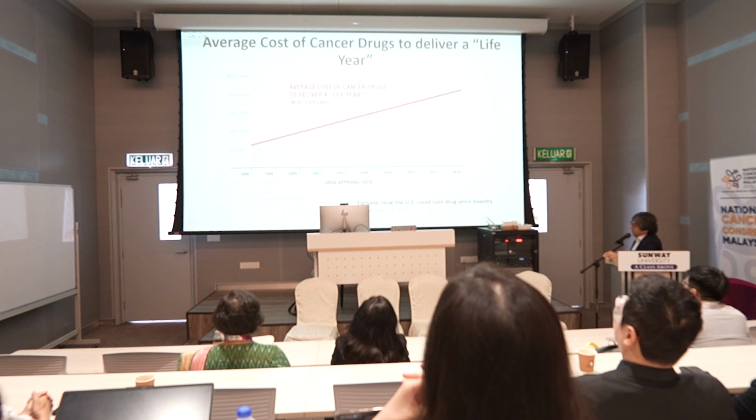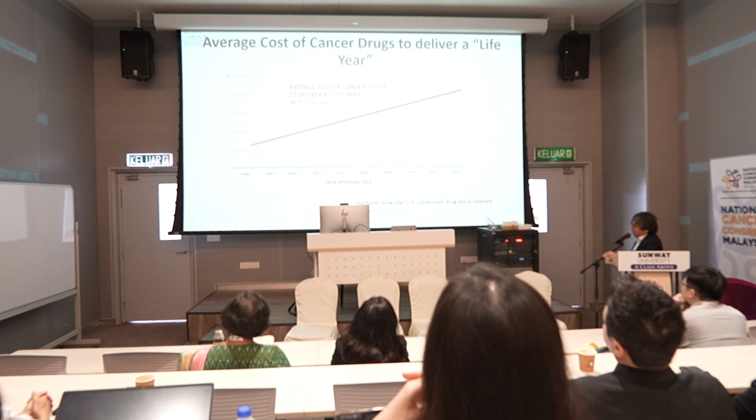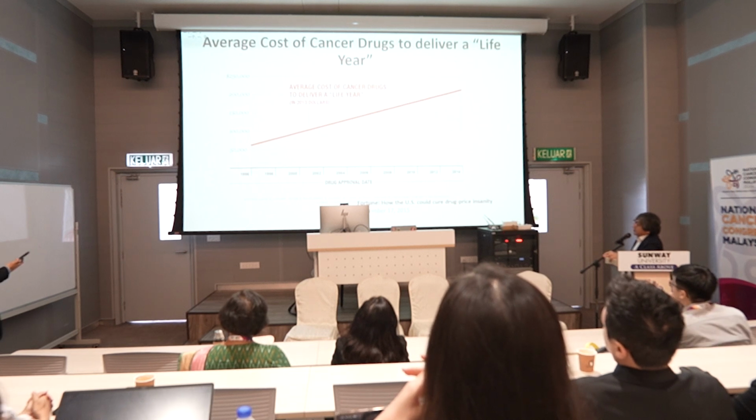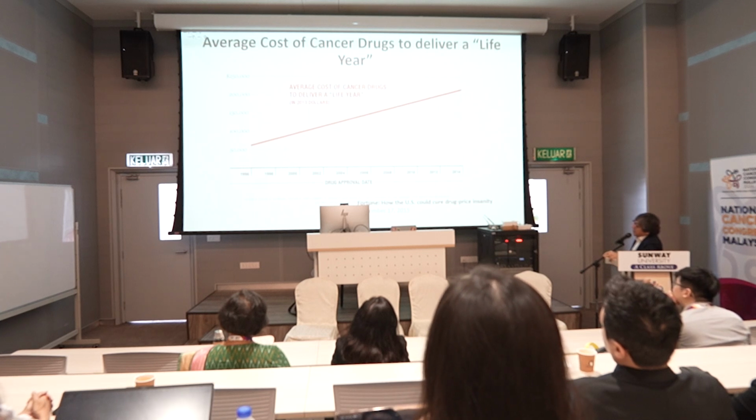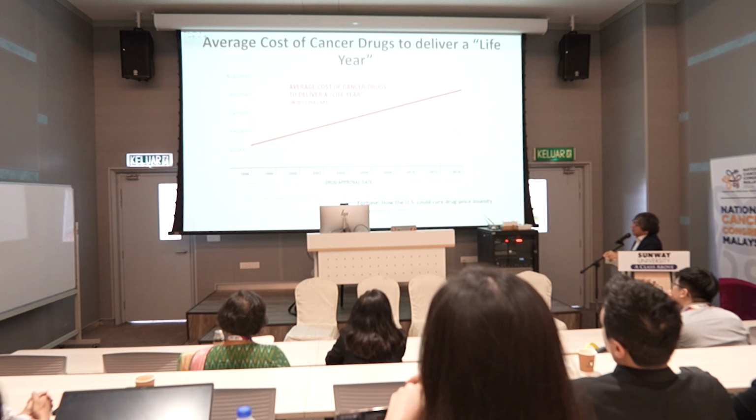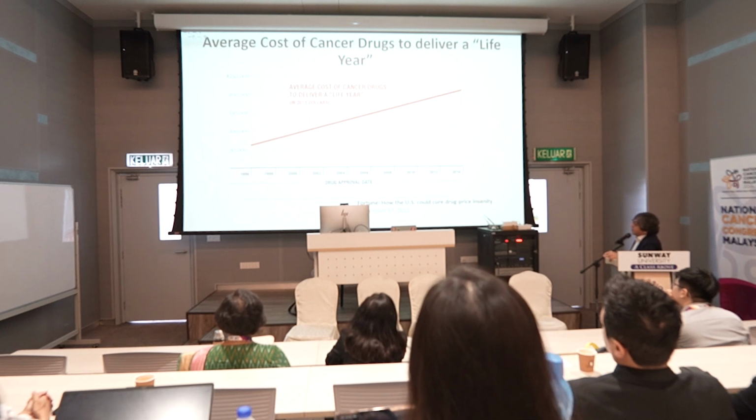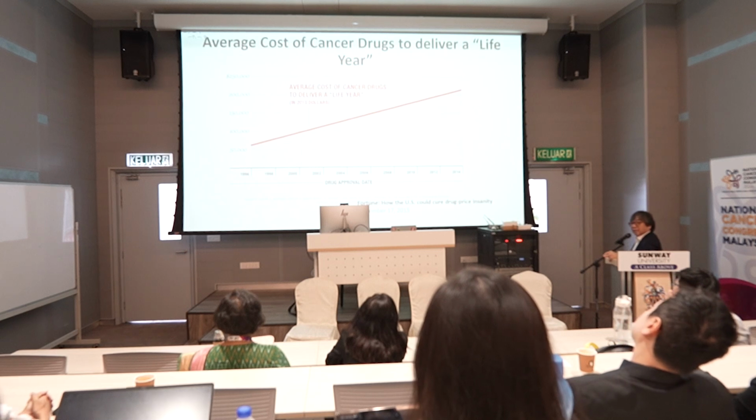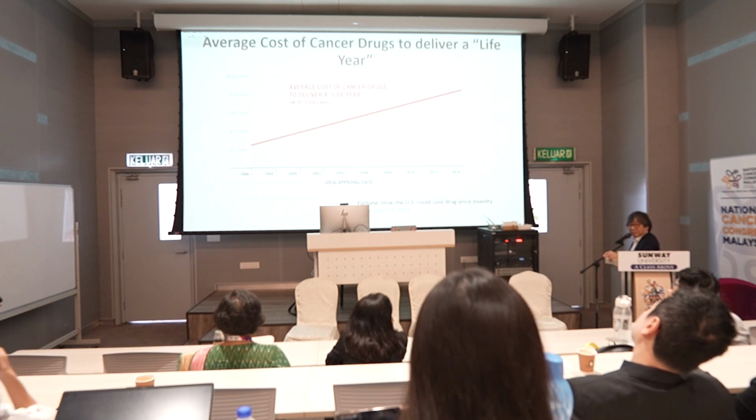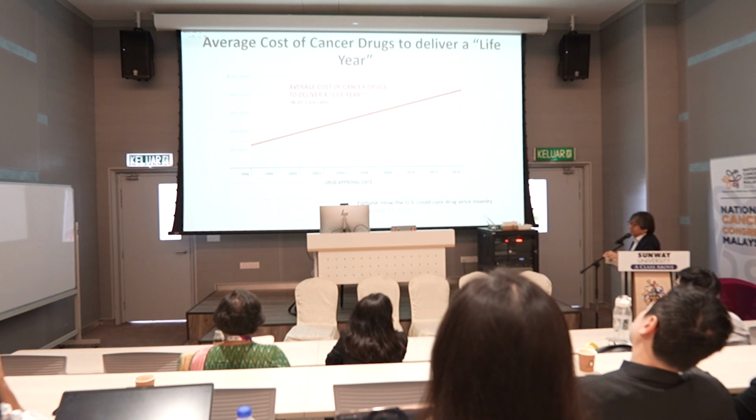Now this is another article submitted by an American doctor and came up in Fortune a few years back. He estimated the average cost of cancer drugs in order to deliver a life year. Back in 2014, the cost is about 225,000 US dollars, compared to about 20 years ago. That's a 4-fold increase, a 400% increase.